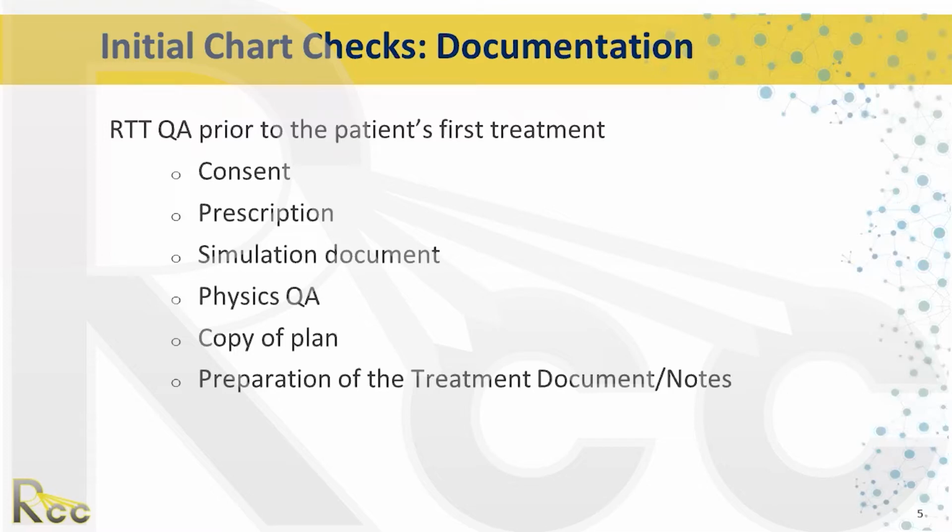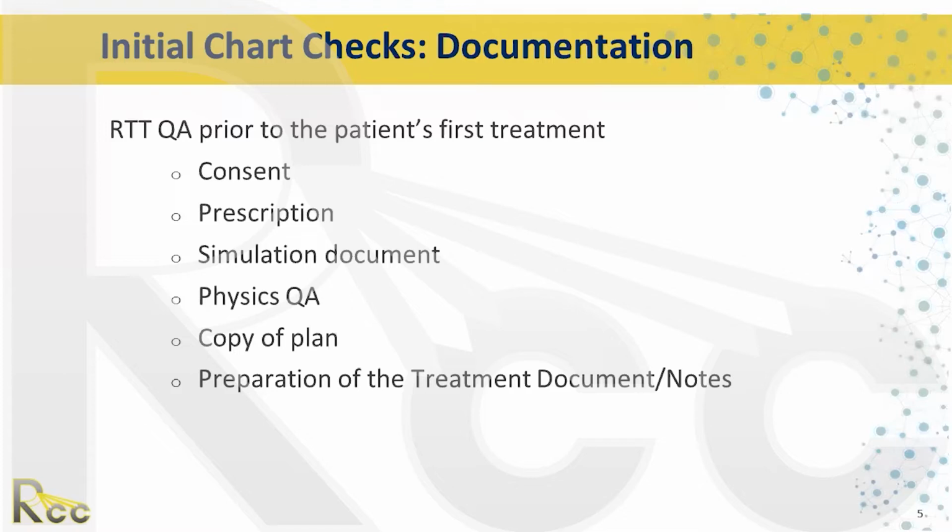You want to look over your simulation document and make sure that you understand the setup, and then I always copy the notes and bring them up so they show up in the room. We usually put that in plan parameters, and you want to make sure the physics QA has been performed. It's important to have a copy of the plan printed out so that when you do your timeout at the console, you'll have that ready and be able to check all your numbers. And also you want to just make sure that all your documents are prepared. So if you're doing paper charting, you have a paper chart ready with the dose and the fractionation written down and the setup notes and everything.